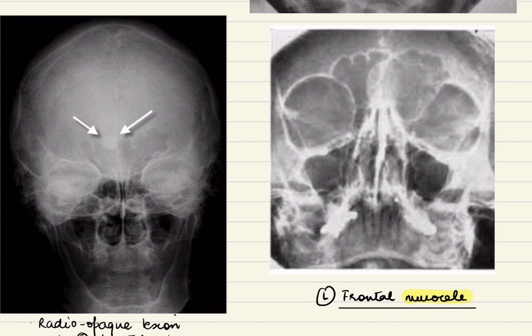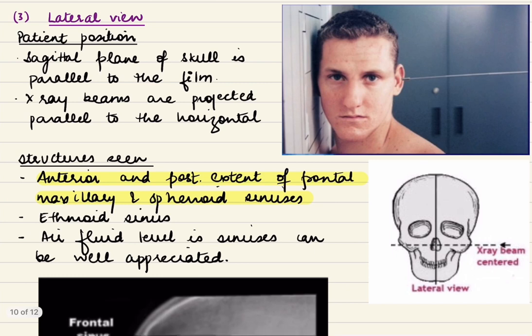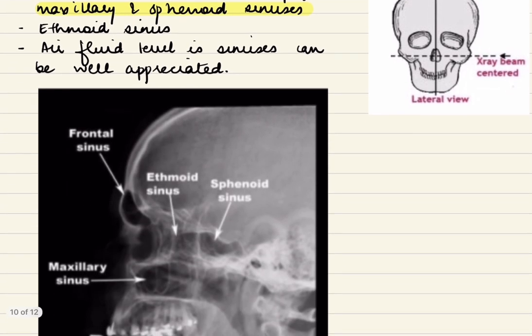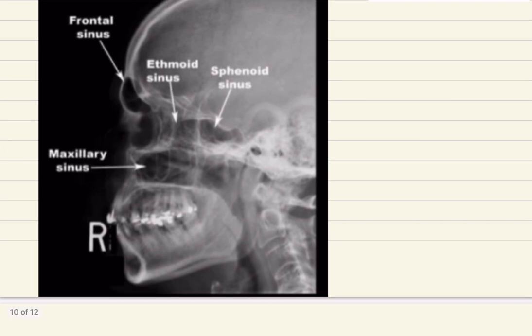These are the two more common X-rays which we do. Now the other two, that is the lateral view and the submental-vertical view. So we'll take up the lateral view first. The patient is positioned so that the sagittal plane of the skull is parallel to the film and the beams are projected perpendicular to the film or parallel to the horizontal. So it is good to see the anterior and posterior extent of the frontal sinus, the anterior and posterior extent of the maxillary sinus, and the anterior and posterior extent of the sphenoid sinuses. And you can also appreciate air fluid levels in the sinuses if there are any.